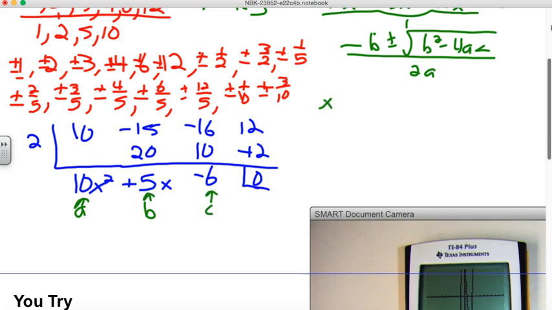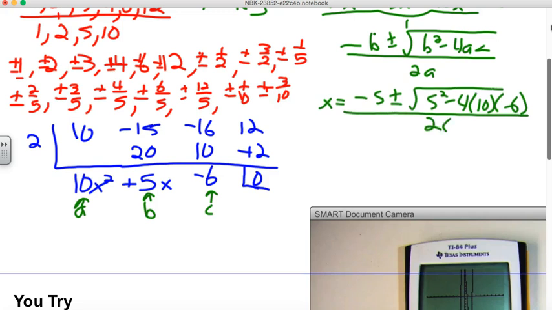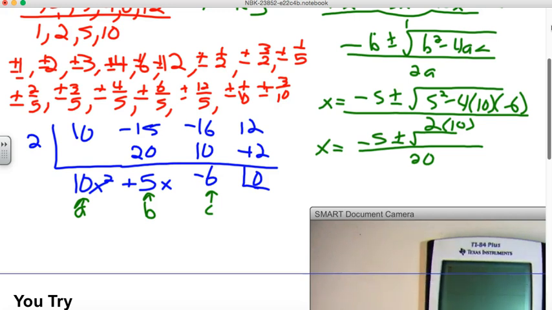Okay, so our other x values are going to be -b, which is -5, plus or minus the square root of 5 squared minus 4 times a, which is 10, times c, which is -6. That's all over 2 times a, which is 10. So simplify. -5 right here, 2 times 10 on the bottom is 20. And then we've got plus or minus the square root. One thing that's great is if you just type that straight into the calculator like it's written, it'll give you the right answer. So we've got 5 squared minus 4 times 10 times -6, and that's 265.